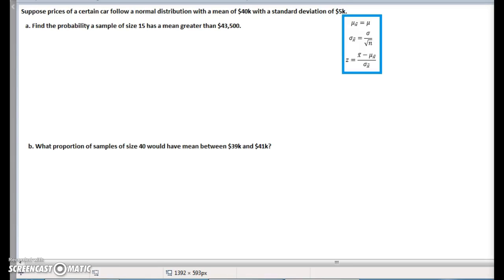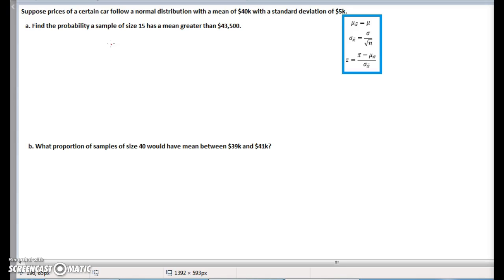Hi y'all, let's do a couple examples with the central limit theorem with the same example we worked with in the previous example videos. So for this first question, find the probability a sample of size 15 has a mean greater than $43,500. So how do we know that this is a central limit theorem problem?